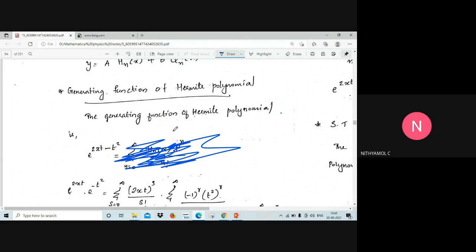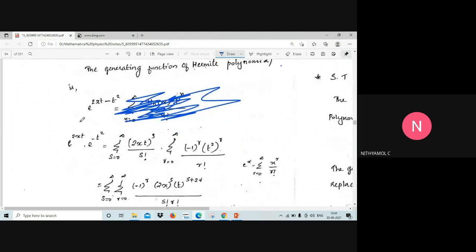Its coefficient of t raised to n is the Hermite polynomial or Hermite function. Here the coefficient of t raised to n, so the function is this one: e raised to 2xt minus t square. So e raised to 2xt, its expanded form is this one.